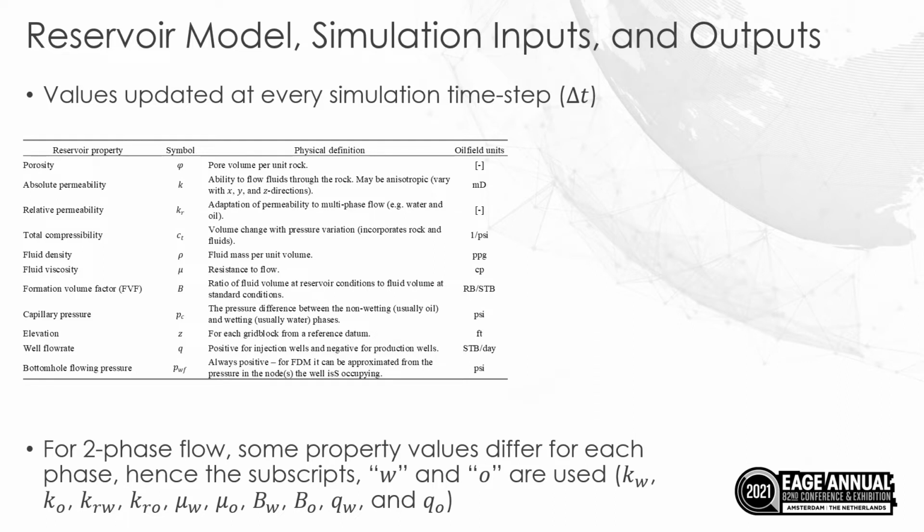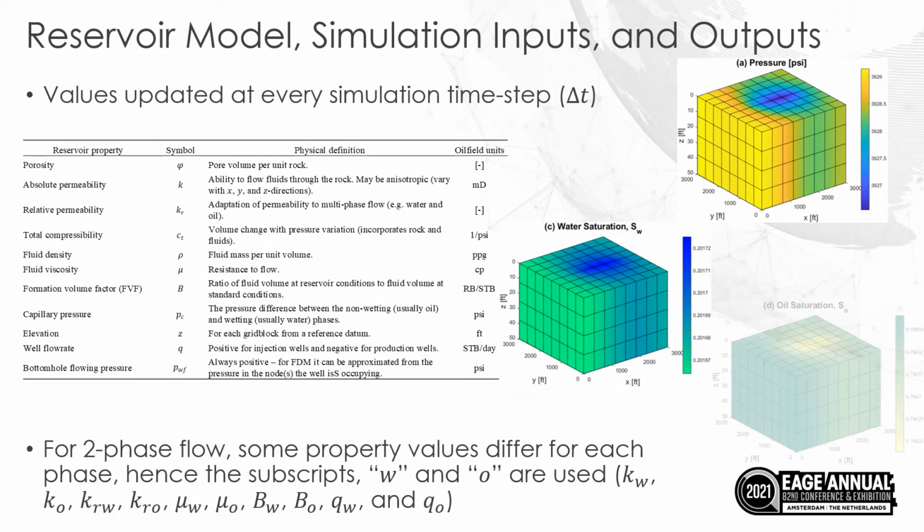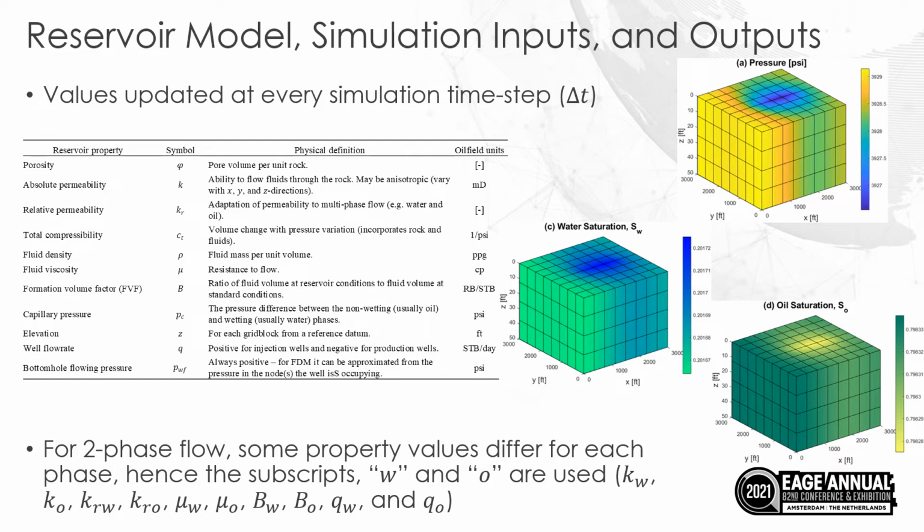And then we have the outputs, which for this reservoir simulator are very simple. They are the pressure at each node and the saturations at each node, the water saturation and the oil saturation. For those outputs, we need to specify their values at the beginning of the simulation, before the first time step.